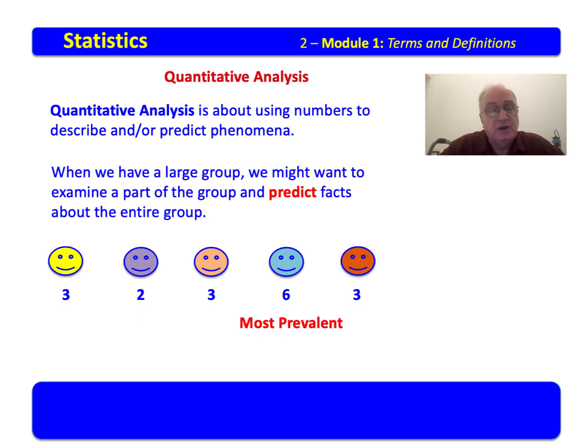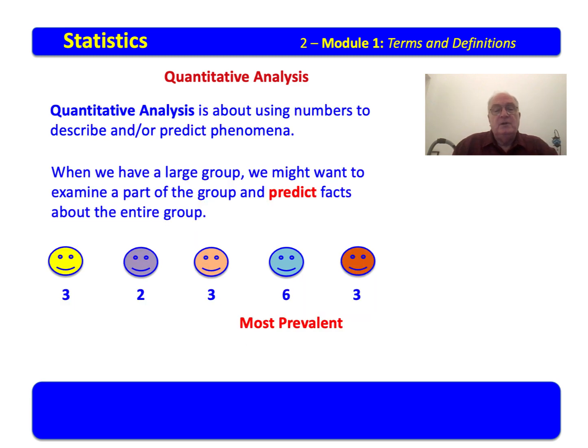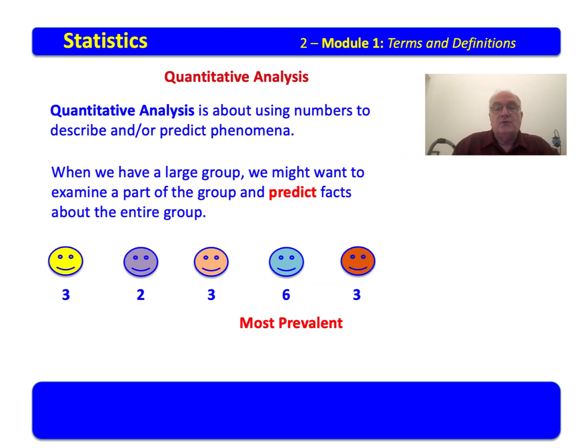Quantitative analysis is using numbers to describe and to predict. When we have a large group, we might want to examine a part of the group and predict facts about the entire group. We take the data set, the population, and then we take a sample, and in the sample we have 3 yellow, 2 purple, 3 light orange, 6 blue, and 3 dark orange. We might infer from that, based on the sample that we took, that the most common color is blue, and the least prevalent is purple.